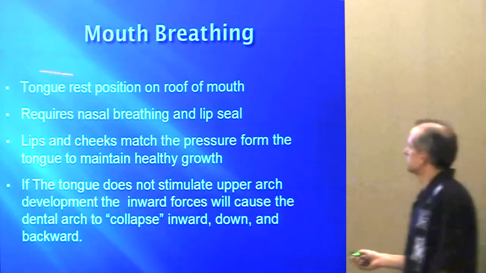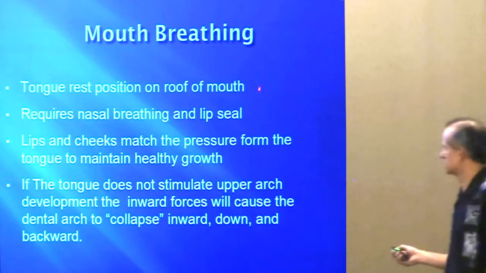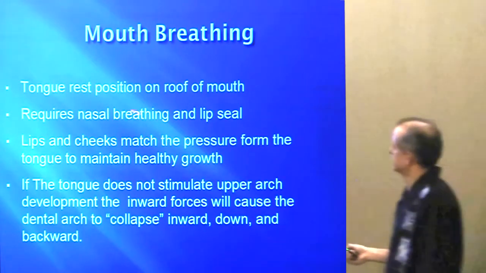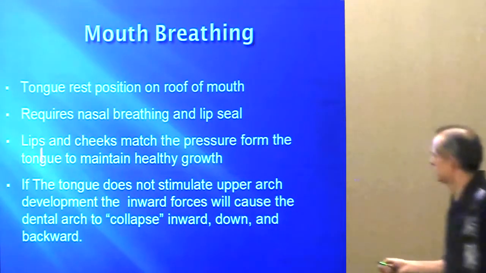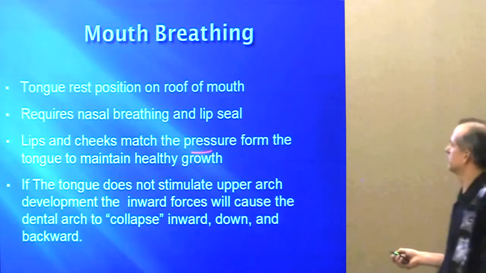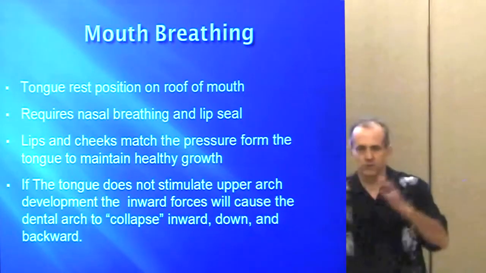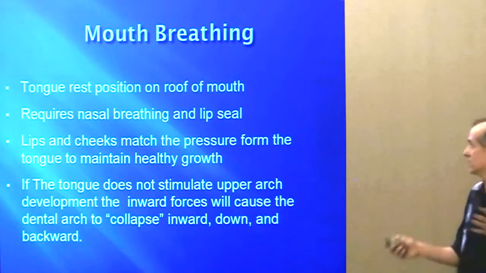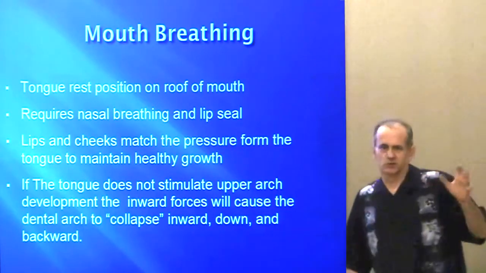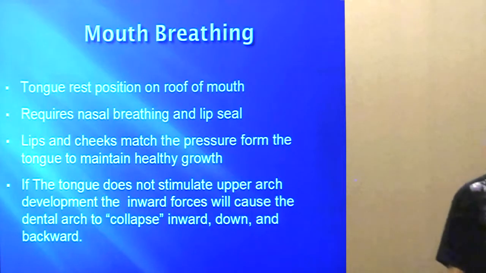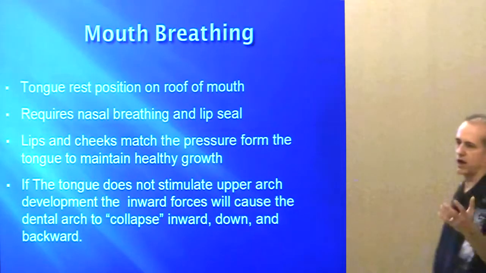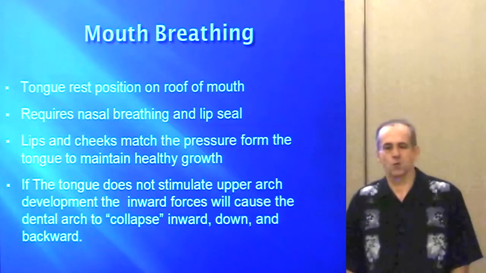So mouth breathing aside, the rest position is supposed to be the tongue on the roof of the mouth. So it requires lip seal and nasal breathing. Lip seal and cheeks match the pressure from the tongue to maintain healthy growth, which means the pressure inside the mouth matches the pressure outside, which is what maintains your dental arch. One of the things that I think is 2 grams of pressure to move a tooth. So when you remove the tongue, or the tongue sits down in the lower jaw, now you have that 2 grams of pressure. So now why do teeth collapse?